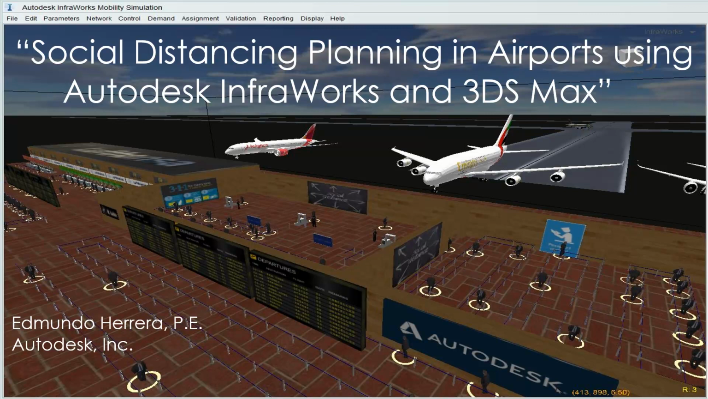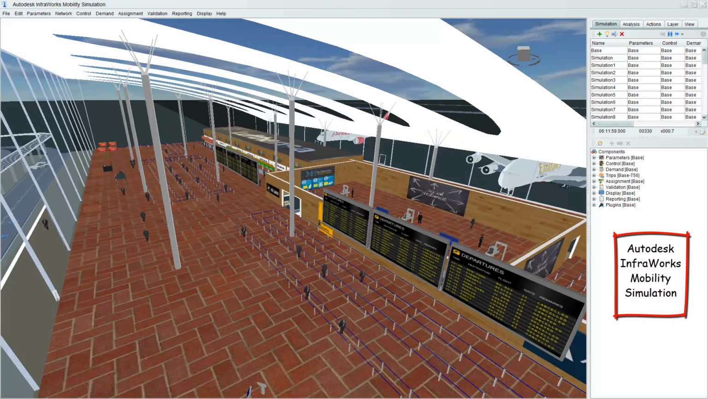In this video, you'll see why airports can and must use mobility simulations to properly plan for social distancing in confined spaces using Autodesk Infraworks and Autodesk 3ds Max. Microsimulations are run using Autodesk Infraworks.